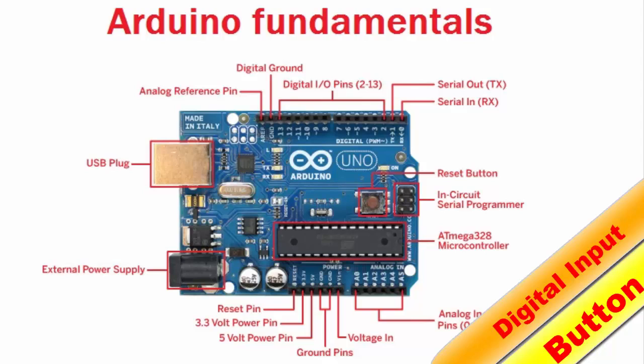First we look at the Arduino. Here we have 14 digital pins. They are mapped from 0 till 13. And over here we have 6 analog pins mapped from A0 till A5.